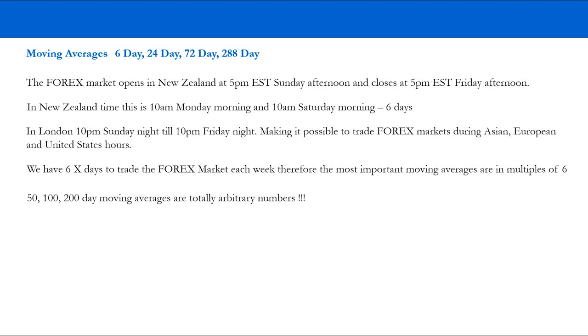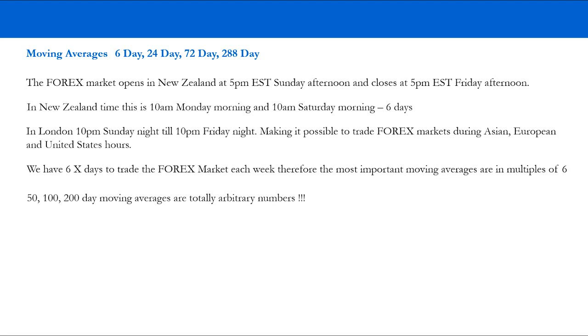And if you download data on currencies on a daily basis, so you get daily data, you'll see each week when you download it includes 6 days. When we look at these times in London it's 10 p.m. on a Saturday night when the currency markets open, and they close at 10 p.m. on Friday night. So those hours are a bit friendlier in terms of making it possible to trade Forex markets during Asian, European, and United States hours. But the point here is that we have 6 days to trade the Forex markets each week.